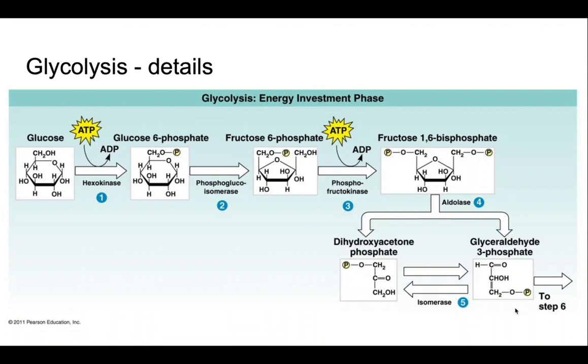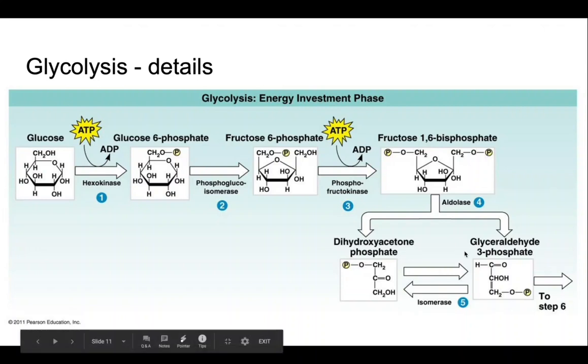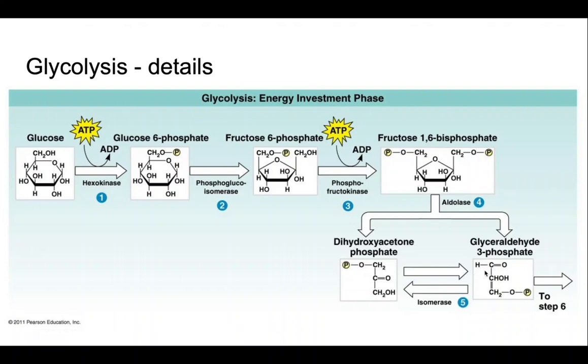Glyceraldehyde 3-phosphate is the one that's going to continue on to the next step. But these exist in equilibrium. So if we're constantly pulling the glyceraldehyde on, all of this dihydroxyacetone phosphate will eventually convert into the glyceraldehyde 3-phosphate and move on to the next step.